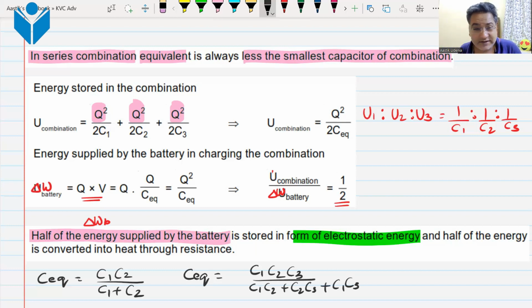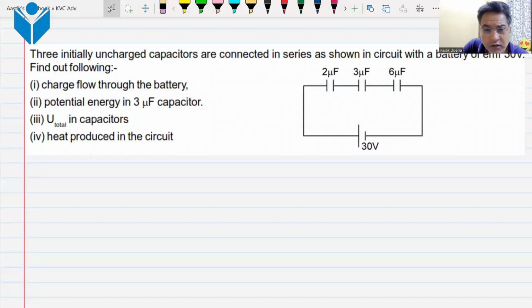Remember, the number of things that you can recollect, use, and calculate faster, that is what is required in your JEE. I'll give you a minute to note this down. Then we can move ahead and solve this question.